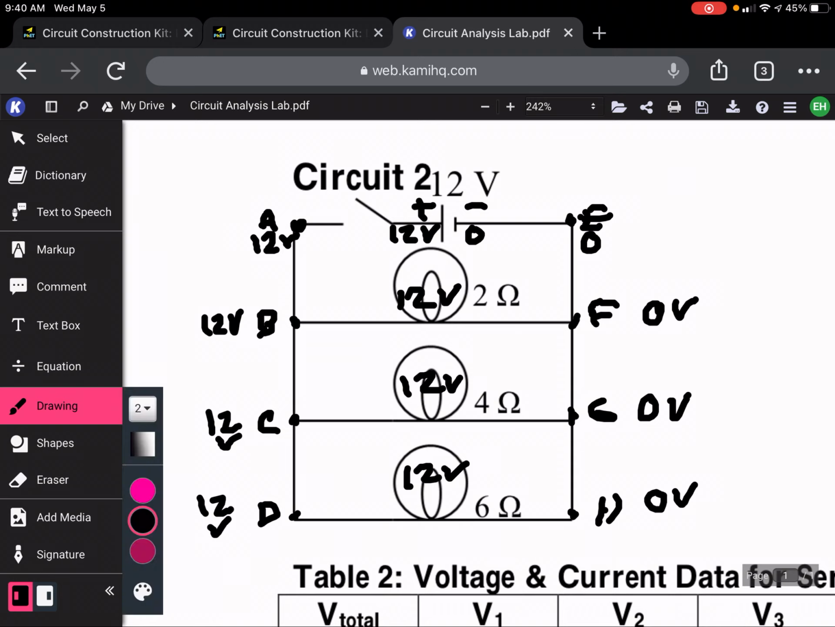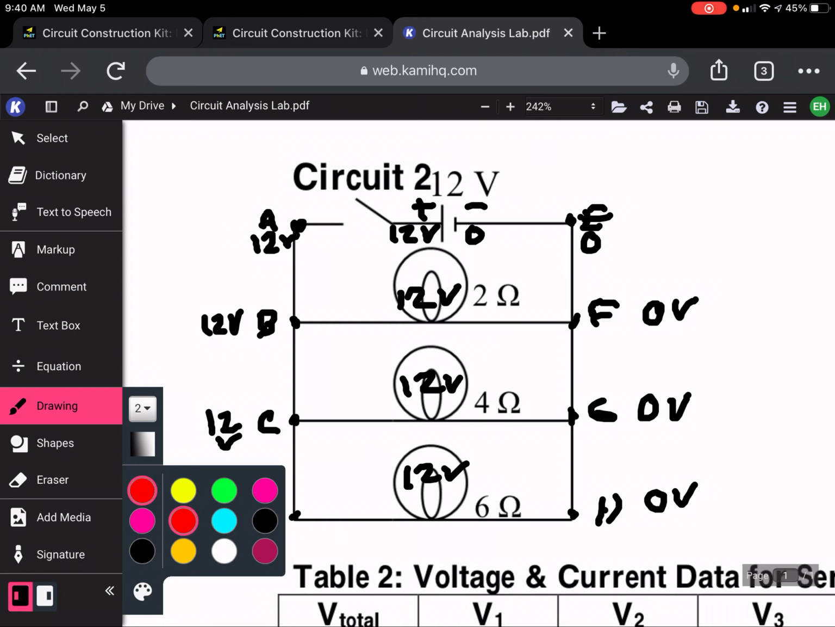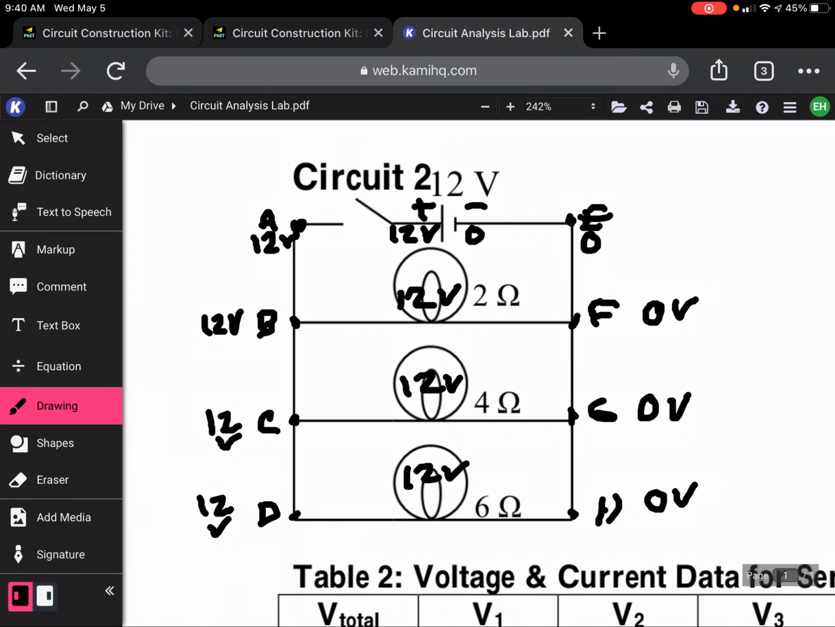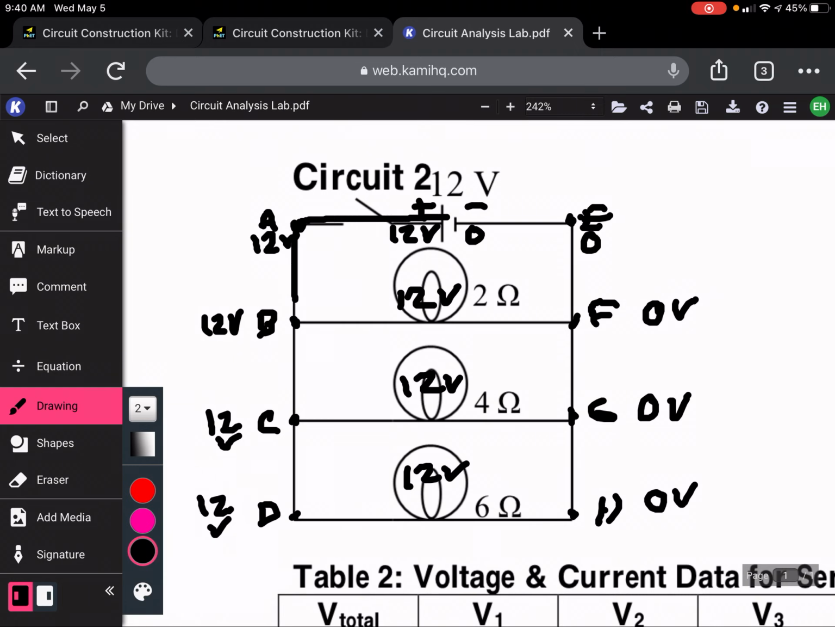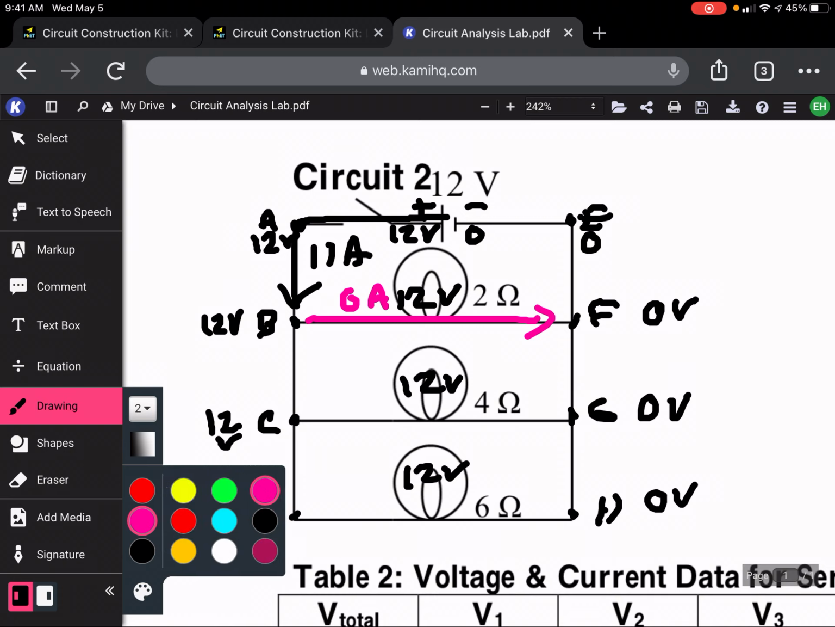Now, let's explore the point of current. I'm going to use different colors to represent this, okay? So the total current coming out of the battery does this. You can see the black current, it's 11 amps, and the 11 amps does this. Most of the amps goes this way. 6 amps goes this way. Now, what do we have left? 6 amps subtracted from 11 amps is 5 remaining amps.